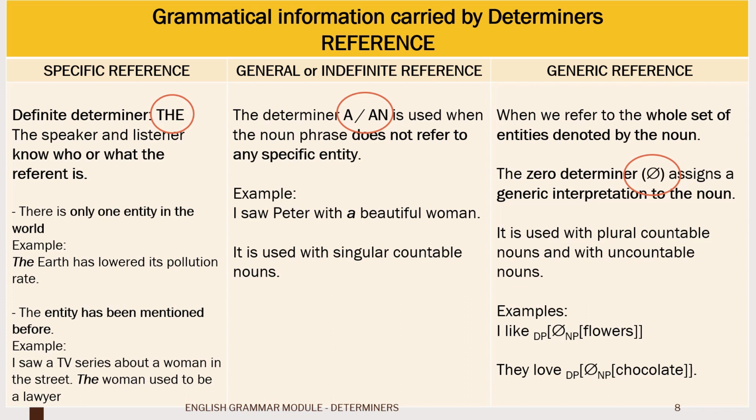And it is used with plural countable nouns and with uncountable nouns. These are the restrictions. So for example, you can say, I like flowers, and in that case you have a plural countable noun and a zero determiner that's selected as complement, or you can also say they love chocolate. Chocolate is an uncountable noun, and again, this is a noun phrase selected by a determiner head. In this case, the determiner head is filled with a zero determiner. All right?